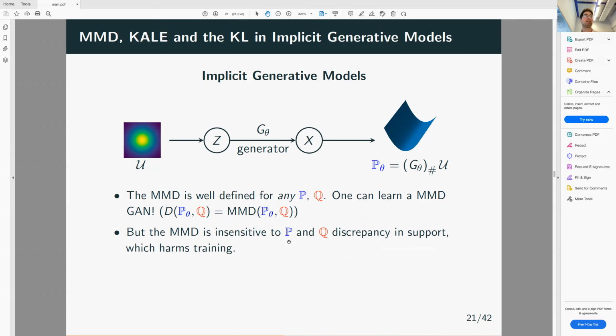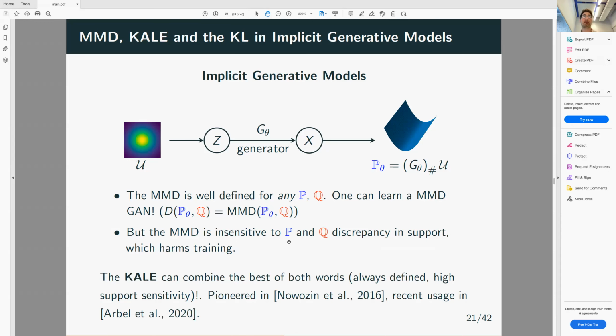On the other hand, you can use the MMD because the MMD is well defined for any P and Q, so you can use the divergence that is the MMD. But the MMD can be quite insensitive to P and Q having discrete, disjoint support, and this can harm training. And so we argue that the KALE can combine the best of both worlds. Right now it's a hypothesis, but we try to retain the property of the KALE that is sensitivity to support, while still being well defined for any P and Q.